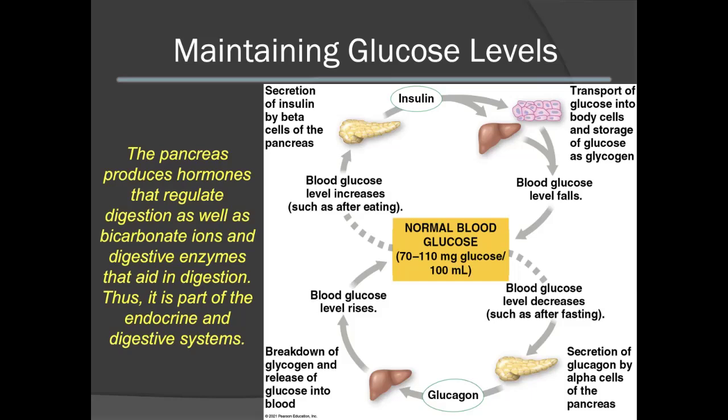If we take the other scenario, if blood glucose levels tend to decrease, such as after a period of fasting, the secretion of glucagon by the alpha cells of the pancreas will then cause the breakdown of glycogen and subsequent release of glucose into the bloodstream. As a result, this will then increase the blood glucose levels back within a healthy range.